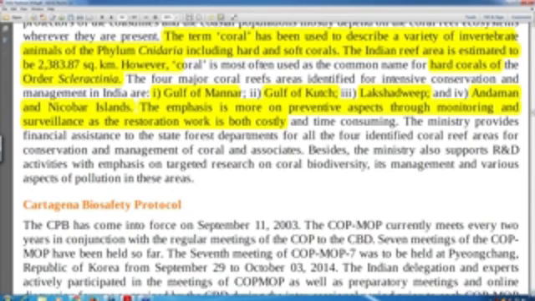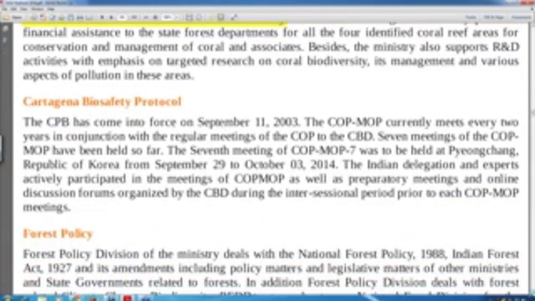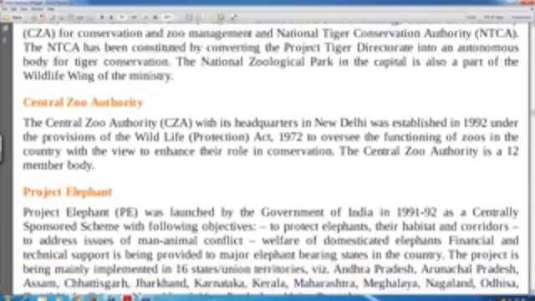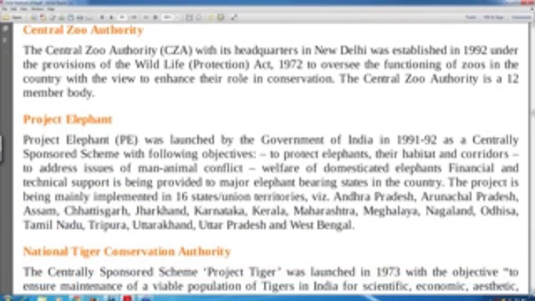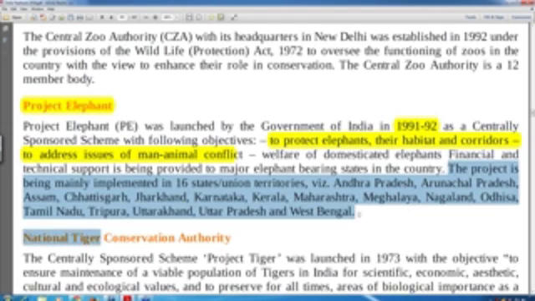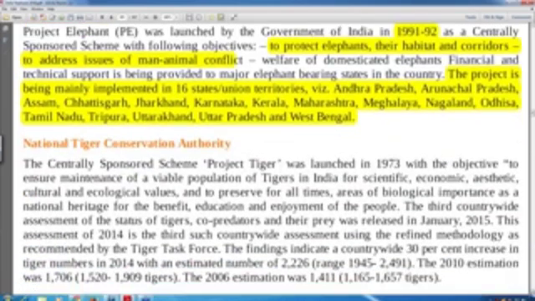Next, please open page number 332. Project Elephant. Please see, it was launched in 1991-92 to protect elephants, their habitat and corridors, to address issues of man-animal conflict. So the project has been in 16 states or union territories. Just go through this once. No need to remember. It's not possible to remember all the places.